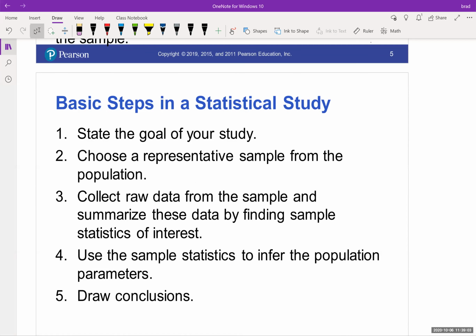So, basic steps in a statistical study. State the goal of your study, choose a representative sample from the population, collect raw data from the sample, and summarize these data by finding sample statistics of interest. Use the sample statistic to infer the population parameter and draw conclusions.